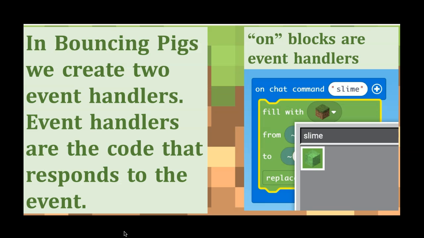In Bouncing Pigs, there are two event handlers that are created. Event handlers are the code that is responding to the event. On blocks are event handlers. One of the event handlers you're going to make is going to fill an area with slime. On chat command slime. It's saying on chat command, so on the event that you say slime, I'm waiting, did you say slime? Did you say slime? And when that happens, then do these things that I have coded for you to do.